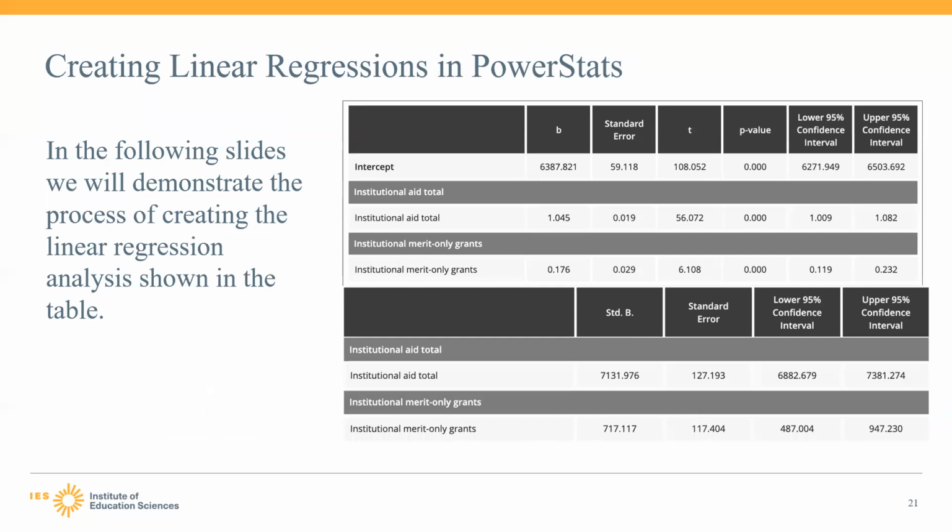So I've shown you how to create percentage distributions and how to save your work. However, you may want to do inferential statistical analyses. So for those, you can also create linear regressions or logistic regressions. And for this demonstration, I'm going to show you how to create a linear regression using data from the National Postsecondary Student Aid Study. We're going to recreate these regression results shown on this slide.